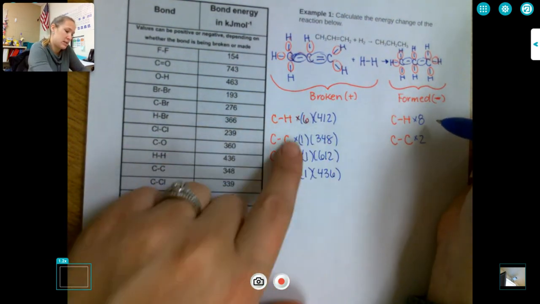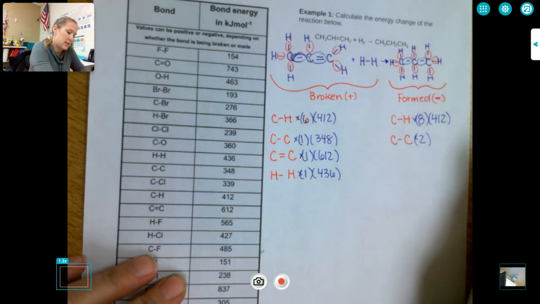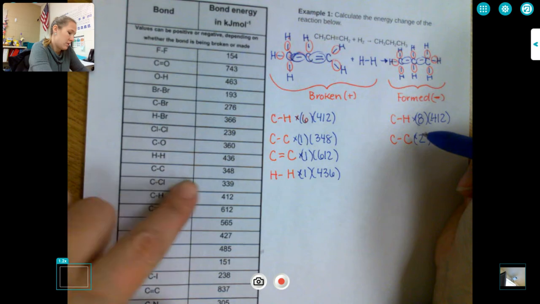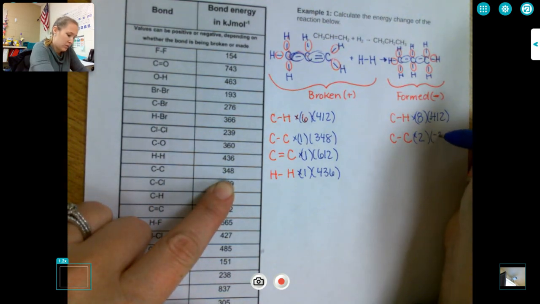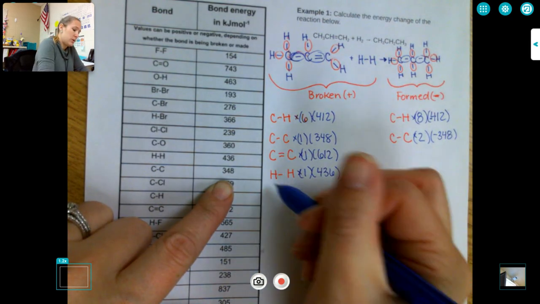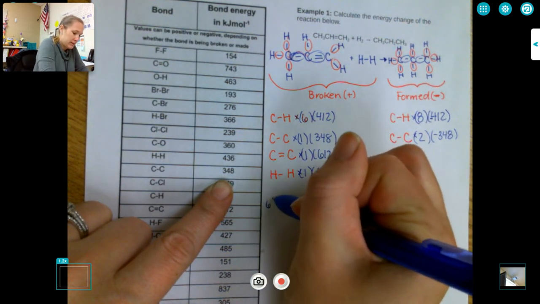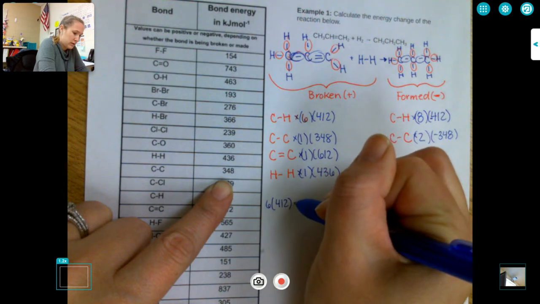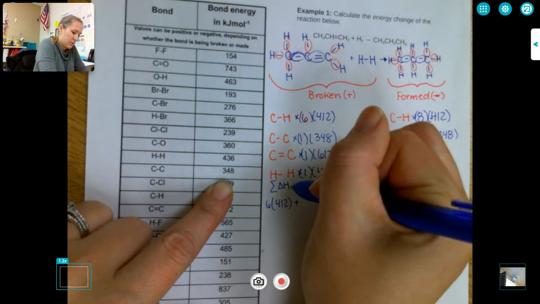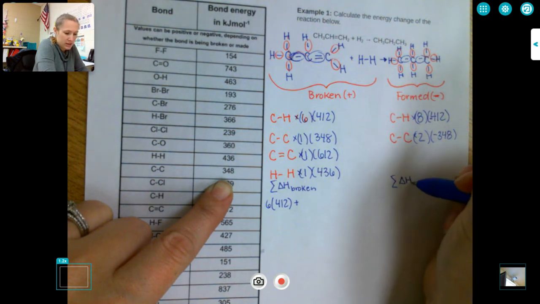Formed carbon-hydrogen is still 412. And this is being formed, so it's negative 412. So it's being released. And then carbon-carbon is 348, so negative 348 because, again, energy is being released. So we could write this like this, or you'll see it commonly written as we'd have 6 times 412, right? This means the sum of the delta H of the bonds broken. This means the sum of the delta H of the bonds formed.